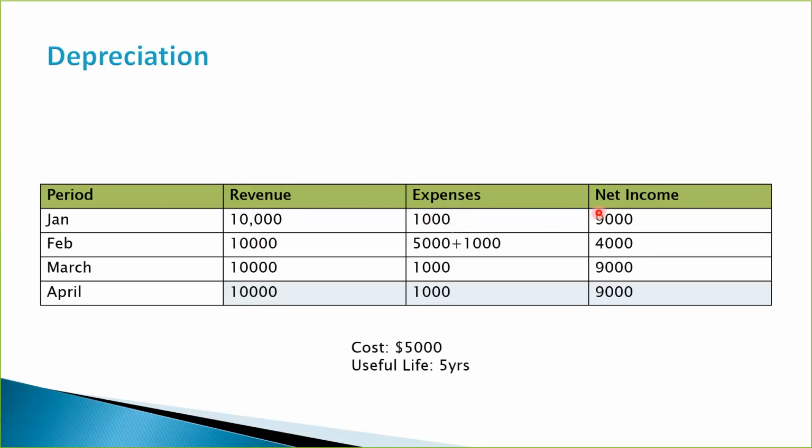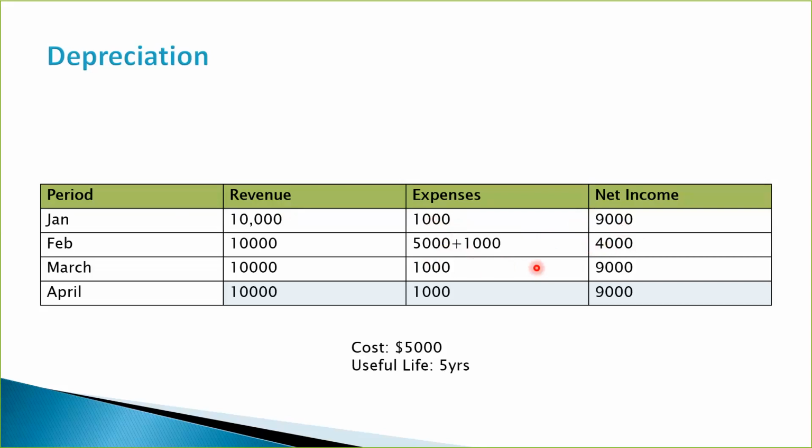All right. However, in February, Maskani bought a machine. You can say maybe it's a vehicle or another type of asset for $5,000. All right. So in this case, they can decide to say, okay, this is an expense we incurred, $5,000. We are going to add it to our expenses, make our expenses 6,000. So the net income for that period will be 4,000.